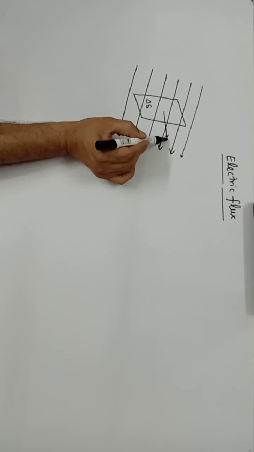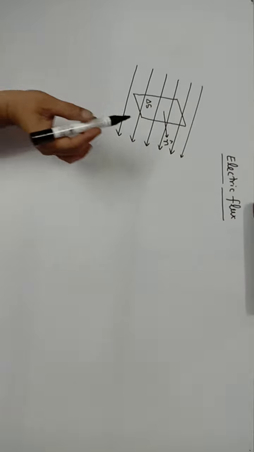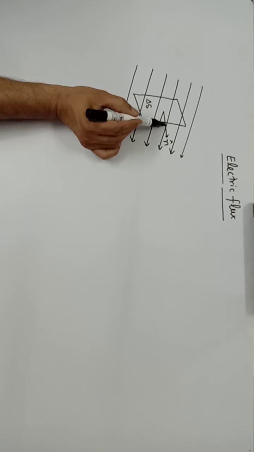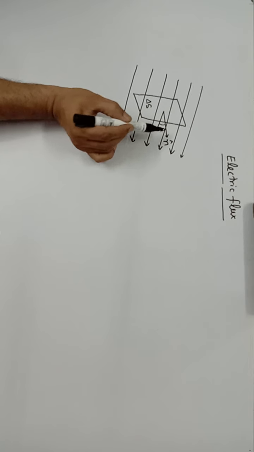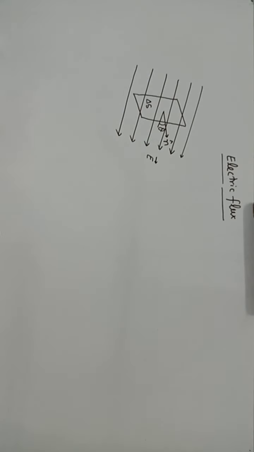This is the normal. What is the meaning of the normal? Normal is a line perpendicular to the surface. This normal is making an angle theta with the direction of the field. What is theta? It is the angle between the normal and the electric field. A line perpendicular to the surface is called normal.